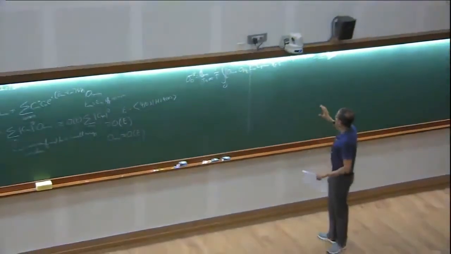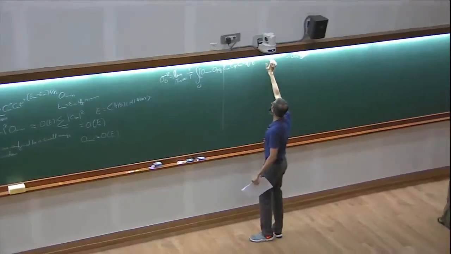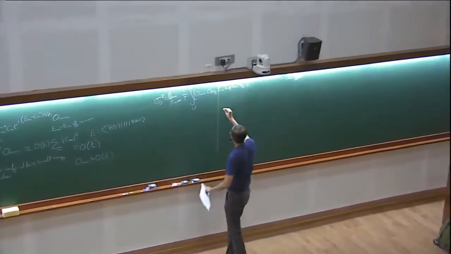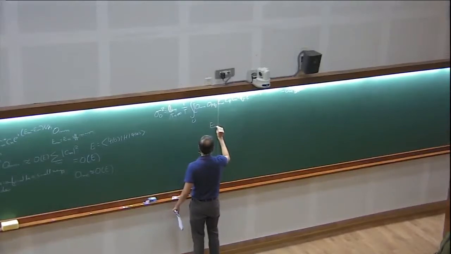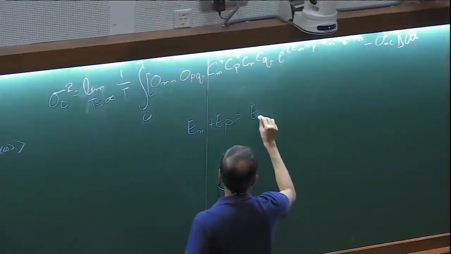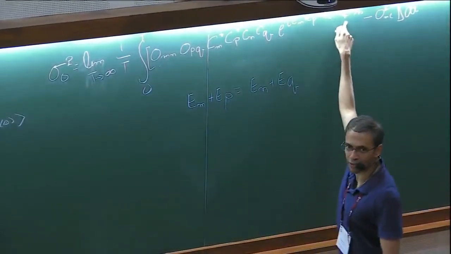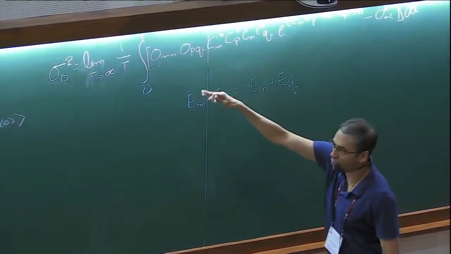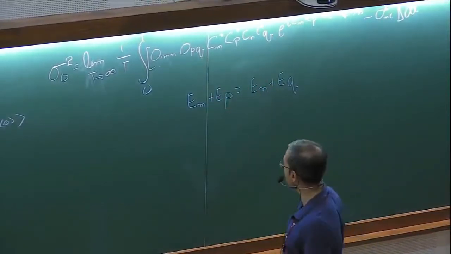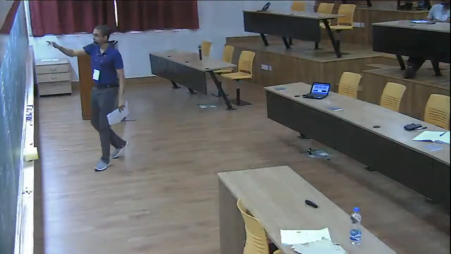So now you can see that here, as opposed to the previous case, there will be situations for which this is going to be equal to zero. So we have something like EM plus EP is equal to EN plus EQ. If that happens, then this phase is zero, and this thing is not going to average to zero. Okay. So now we can ask, what are the cases for which this happens?